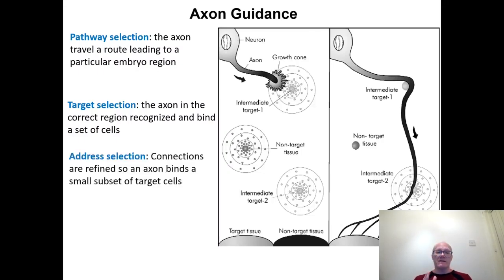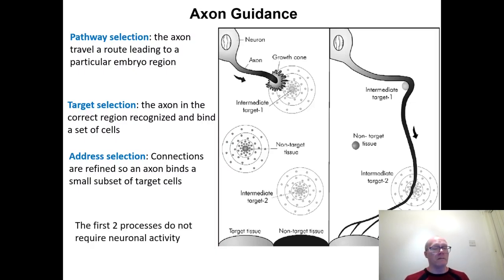The last part is called address selection. In address selection, the initial connection to the tissue becomes very specific. And the axon, instead of binding generically many cells, starts to bind only a few target cells. And this third part depends on axonal activity. So if the axon is not actually used, so it's not biochemically used, it will not form a strong address. It will not form strong binding with the cell and will eventually die by apoptosis. And we will see this in a minute.